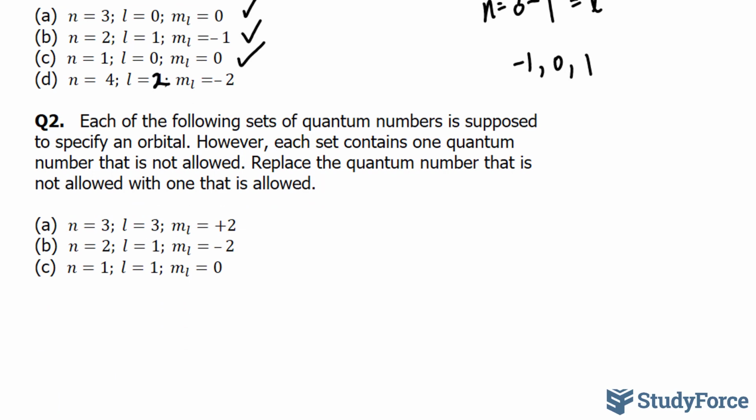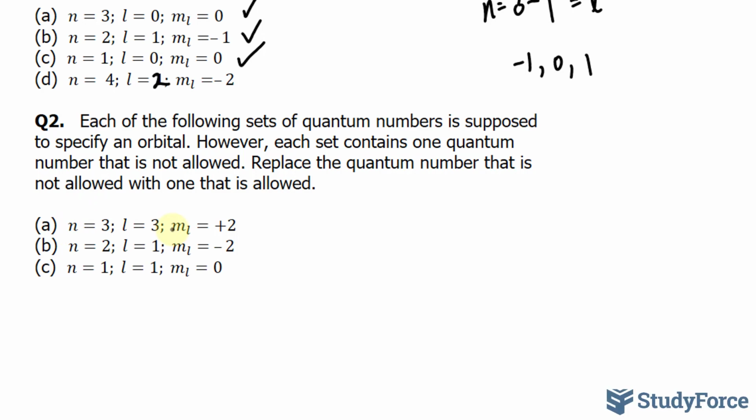Question 2, which reads, each of the following sets of quantum numbers is supposed to specify an orbital. However, each set contains one quantum number that is not allowed. Replace the quantum number that is not allowed with one that is. So we're doing the exact same thing as question 1. Let's start with A. Right away, you have n is equal to 3 and L is equal to 3.